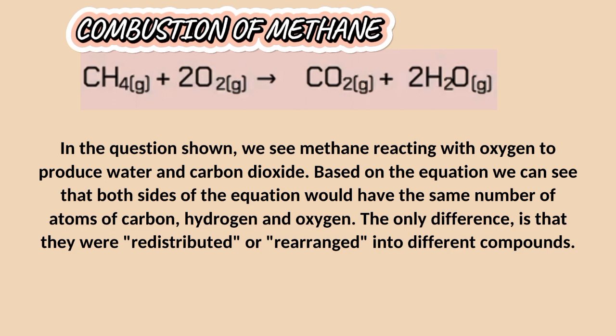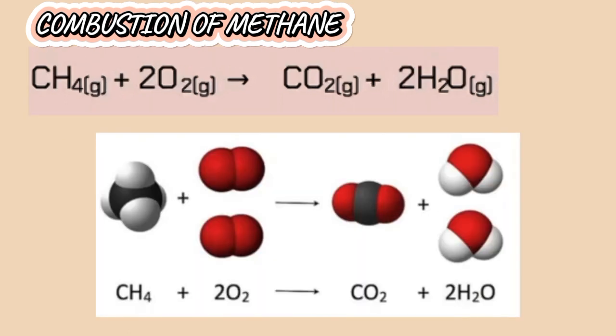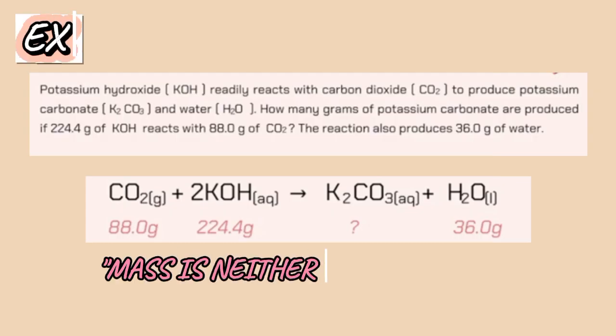We can simply see that there was no change in the number of elements, and both sides had the same amounts of atoms of the elements involved: carbon, hydrogen, and oxygen. So we can therefore visualize chemical reactions as the rearrangements of atoms and bonds, while the number of atoms involved in a reaction remains unchanged.